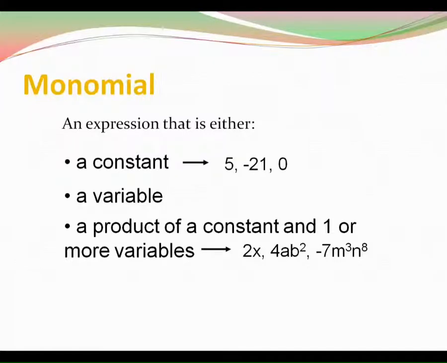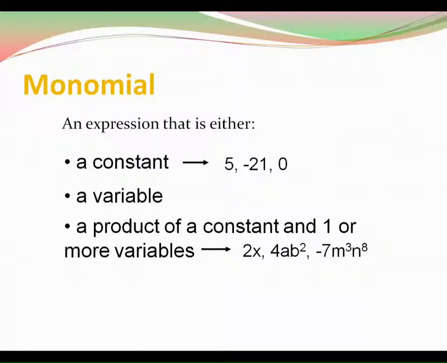So, first we need to know what a monomial is. This would be an important thing to know. It's one of three things. It can either be a constant number, things just like whole numbers, 5, -21, 0. It could be a variable by itself, x, y, z, n, whatever. Or it could be a product. What's a product mean? Answer to a multiplication problem. It could be a product or multiplication problem of a constant and one or more variables. This will be the most common that we see monomials.